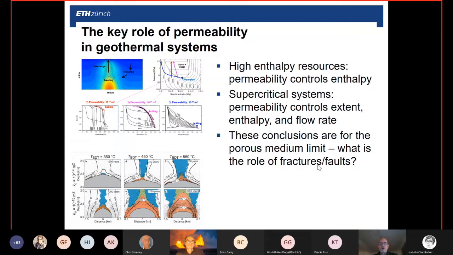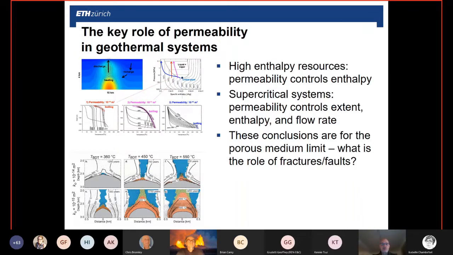As I said, these conclusions are for the porous medium limit, but what is the role of fractures and faults? When you go to Reykjanes, when you have IDDP2, or when you go to Hengill, where there will be IDDP3, they target faults as their feed zones. And these things have to close down when they get too hot or when the loading is too high. And at the moment, we have very little understanding of what is going on there.